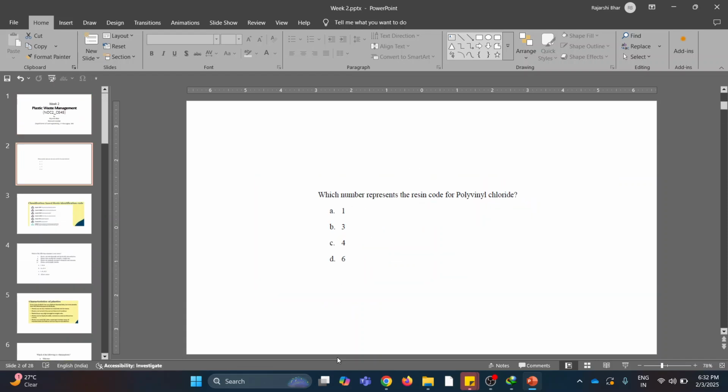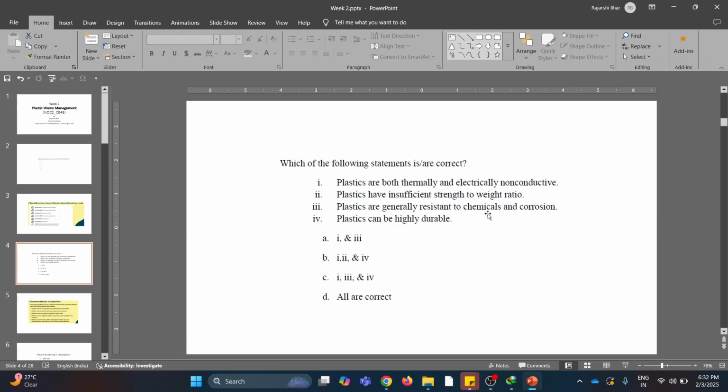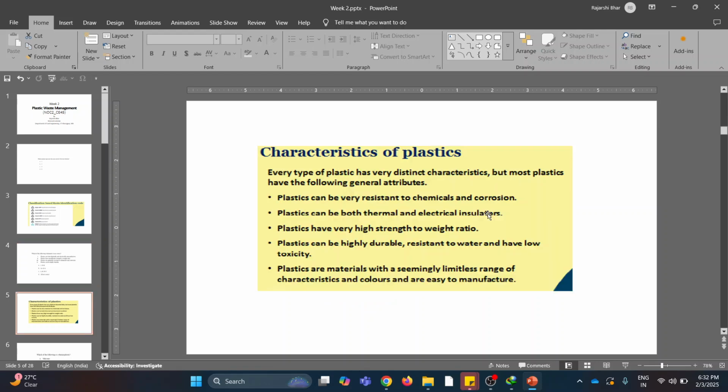So the number which represents the resin code of polyvinyl chloride, PVC, is 3. That is option B. Here are some of the other details or other numbers. Then, which of the following statements is or are correct? Plastics are both thermally and electrically non-conductive. Plastics are generally resistant to chemicals and corrosion, and plastics can be highly durable. So option C is the correct answer. That is first, second, and first, third, and fourth.